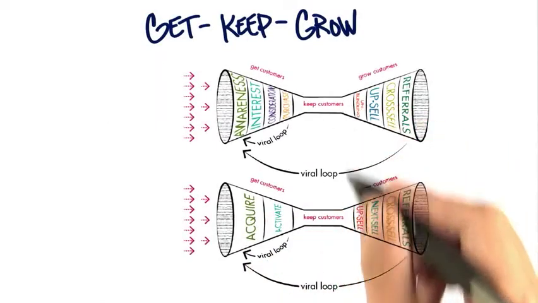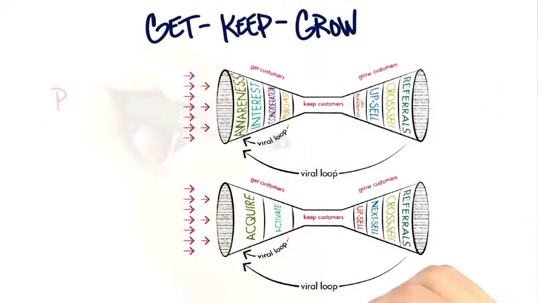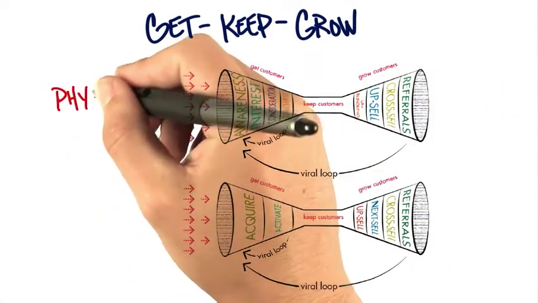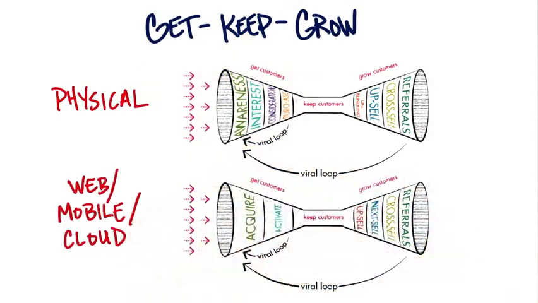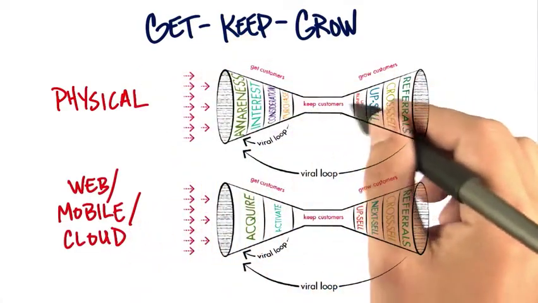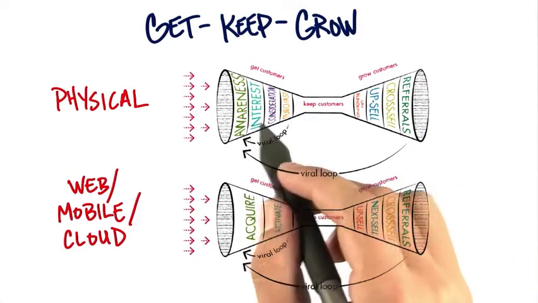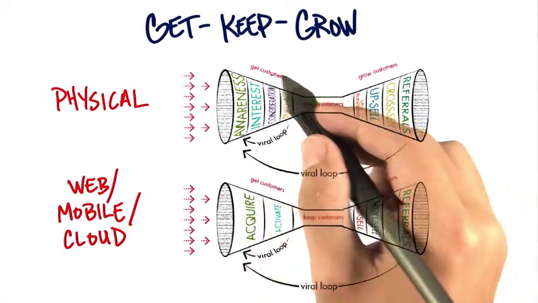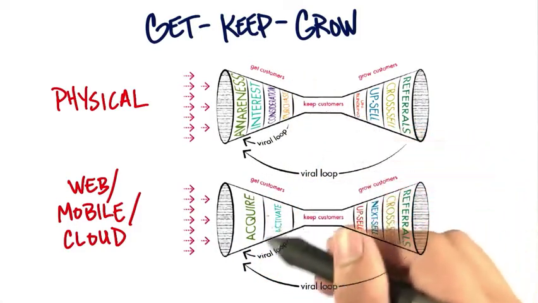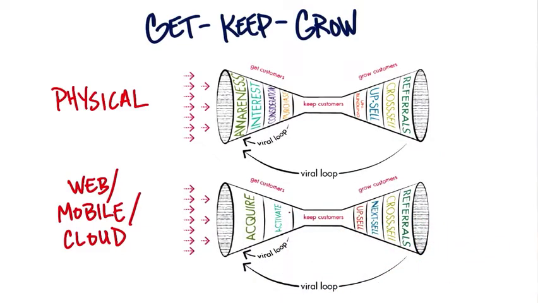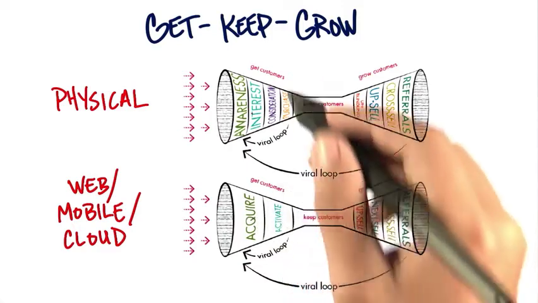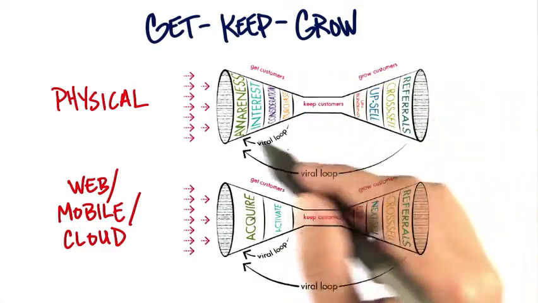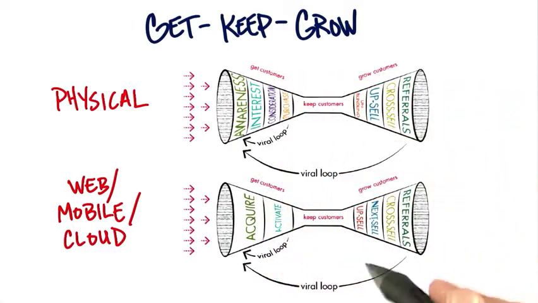Here are 2 get, keep, and grow funnels. The one thing to notice is the one on the top represents a physical channel, and the one on the bottom is web mobile. And the thing to remember is that, as we're going to see later, the details of how you acquire customers in a physical channel are different than how you would acquire customers in web mobile. Just know that the physical representation of the customer life cycle, get, keep, and grow, is kind of this double-barreled funnel. And that's why we draw it this way.